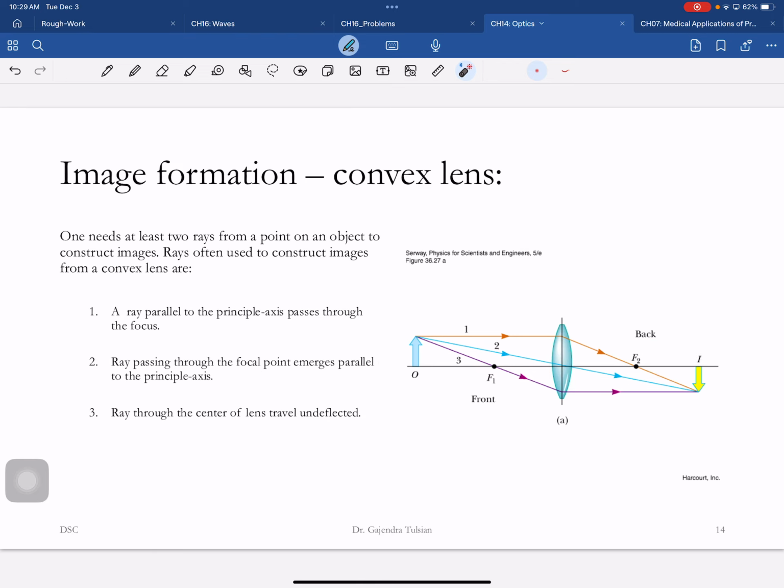All right, so those are the three principal rays. And you can use these three principal rays to form the image of this guy over there.